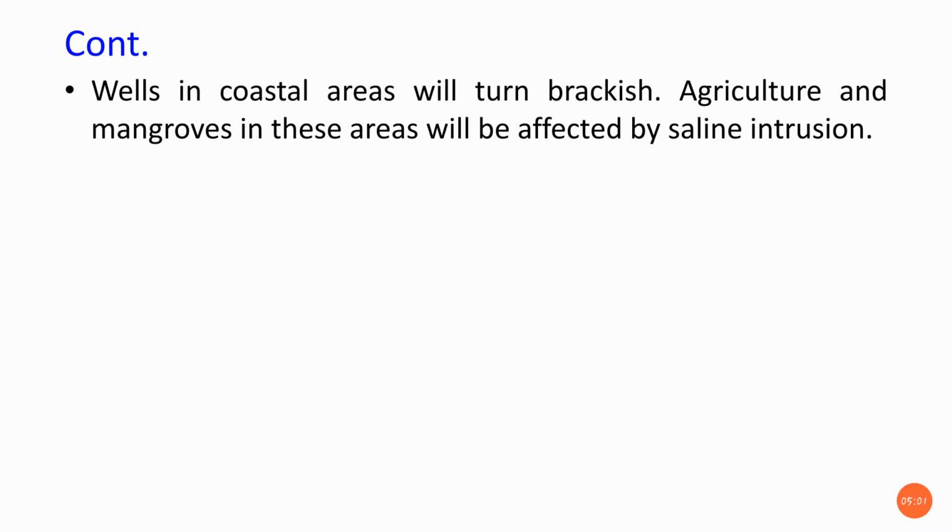So in this case, the wells in coastal areas will turn into brackish water. Agriculture and mangroves in these areas will be affected by the saline intrusions. In this case, what will happen? The sea water is going to penetrate into the groundwater and be converted into salt water. That water is not helpful for agriculture, so the crops are going to decrease.